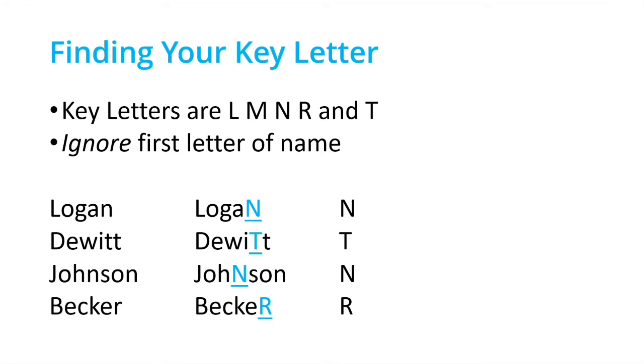So let's look at some examples. The surname Logan. Remember, we're ignoring the first letter of the name, so the key letter is N. For the name DeWitt, key letter T. The name Johnson, N. The name Becker, key letter R.